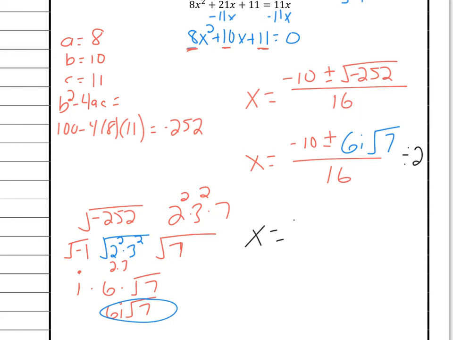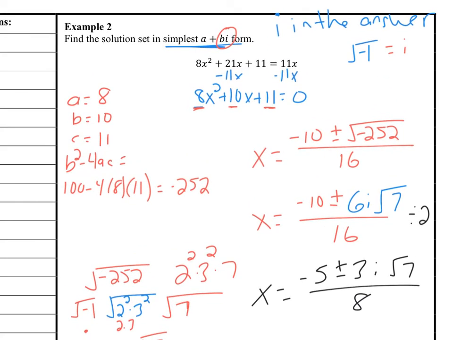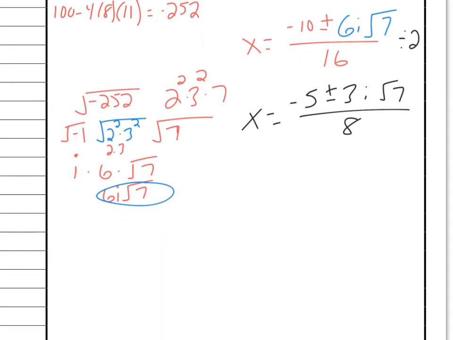So I'm going to get x equals negative 5 plus or minus 3i square root 7 all over 8. But because this question says simplest a plus bi form, right up here, we have to do one last step. We can't leave this together like that with the 8 dividing both parts. We have to separate this out. And it is as simple as doing just that. So this is x equals negative 5 over 8, and then plus or minus 3i square root 7 over 8.